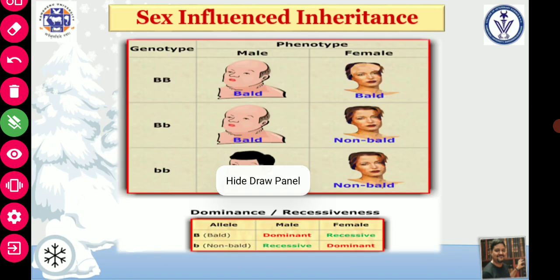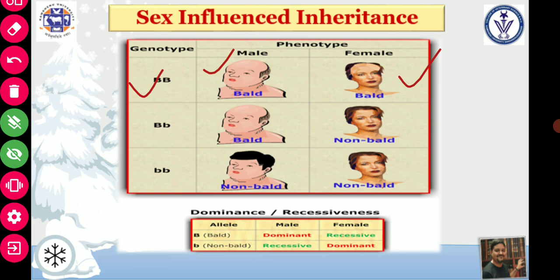You see, this is the example: baldness. We know baldness in humans is an example of sex influence. Here you can see the genotype capital B capital B, the dominant genotype. If this genotype occurs in a male, he will become bald. In a female also she will become bald. So here there is no influence of hormone. But once the genotype is heterozygote, capital B small b, in a male it will be bald, but in a female it will be non-bald.